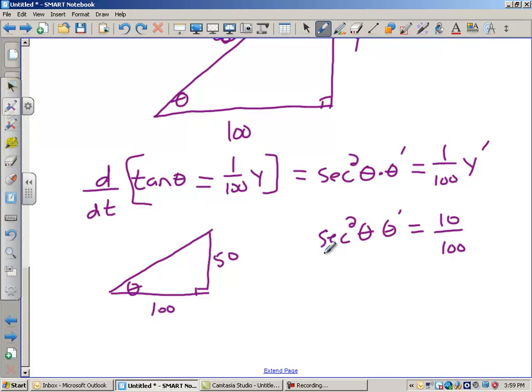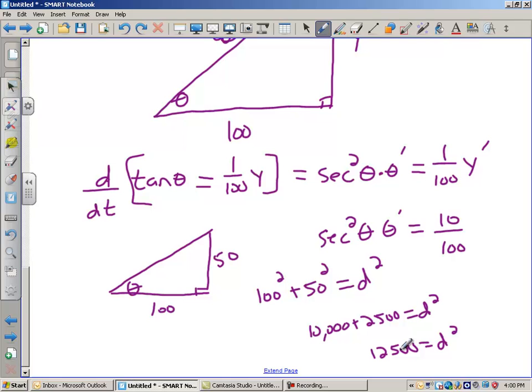Secant squared, by the way, is a reciprocal of cosine. So let's figure out what the secant of this angle is, and then we'll square it. I need the hypotenuse to figure out the secant of this angle, because the secant of this angle is hypotenuse over adjacent. So I'm going to do 100 squared plus 50 squared equals, I'll call that d squared. So I've got 10,000 plus 2,500 equals d squared. So 12,500 is d squared. That means that this distance is the square root of 12,500.